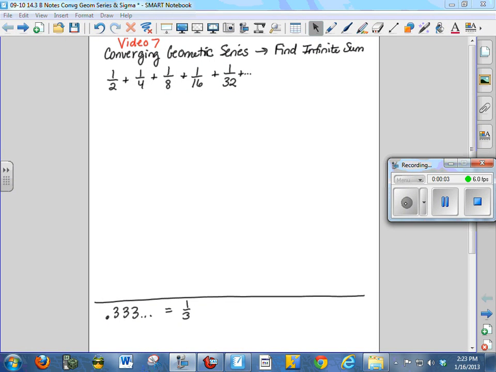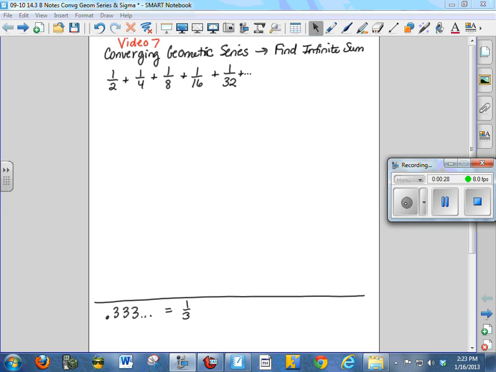Now we're going to look at what happens when we try to add up all of the terms in an infinite geometric series. Sometimes it's possible, sometimes it's not. If it's possible, we call it a converging geometric series. If it is not possible, we say it is a diverging series.